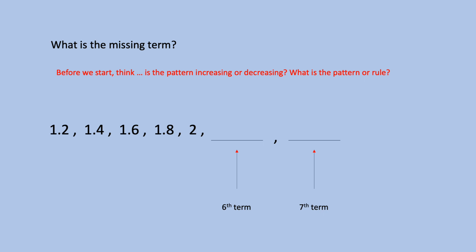Okay, so I would need to add 0.2 onto 2 to find my 6th term. So my 6th term is going to be 2.2. Now, once I've found my 6th term, I can easily find my 7th term. Okay, and that would be 2.2 add 0.2.